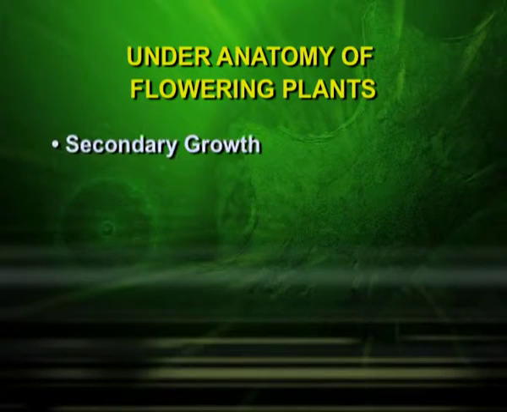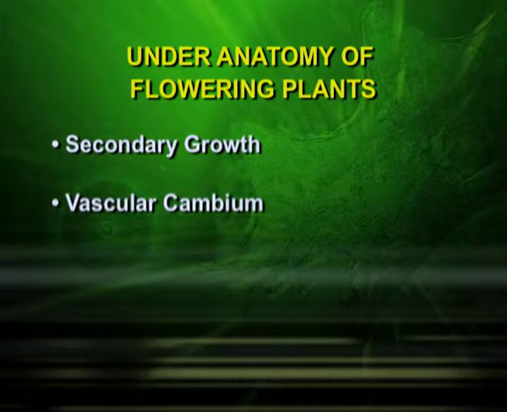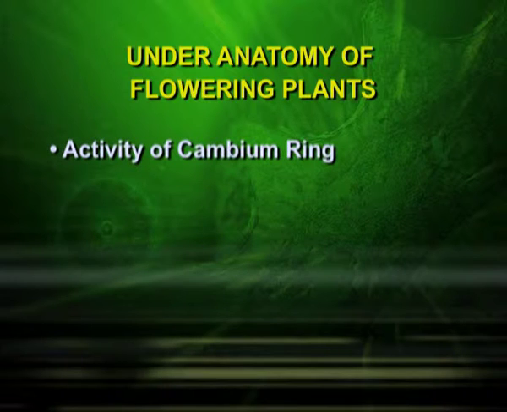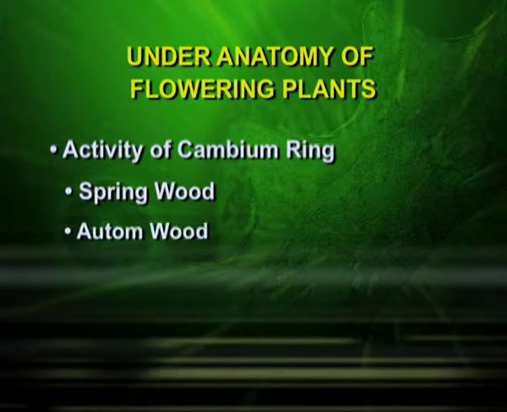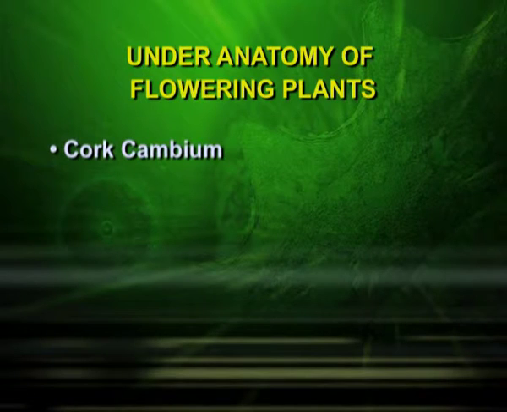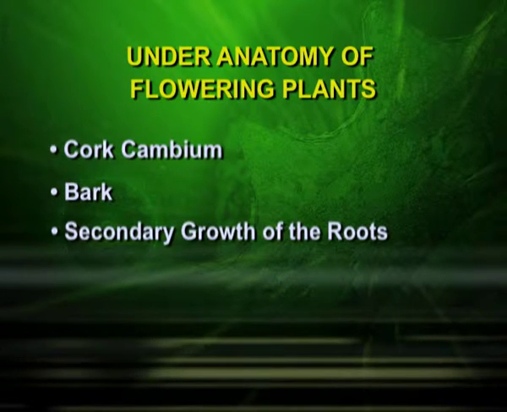Let us have a quick recap of the portions we studied. The secondary growth, which involves the vascular cambium, the formation of cambial ring, the activity of cambium ring, the springwood, autumnwood, heartwood, sapwood, cork cambium, the bark, and the secondary growth in roots.